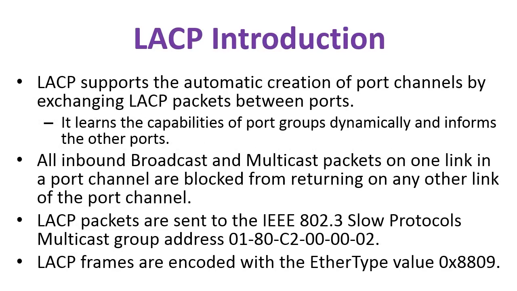LACP supports the automatic creation of port channels by exchanging packets between the ports. It learns the capabilities of port groups dynamically and informs the other ports. All inbound broadcast and multicast packets on one link in a port channel are blocked from returning on any other link of the port channel. Now, LACP packets are sent to the IEEE 802.3 slow protocols multicast group address, as you see here, and they are encoded with the EtherType value as you see listed.